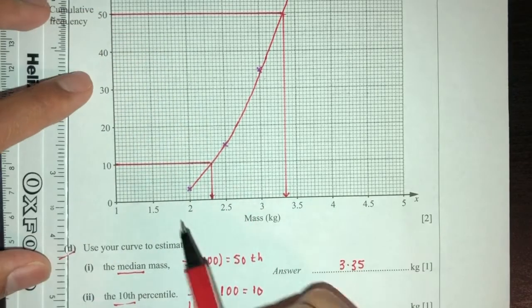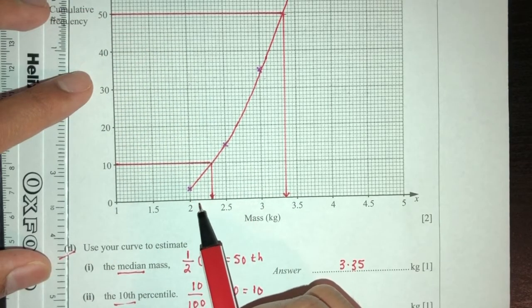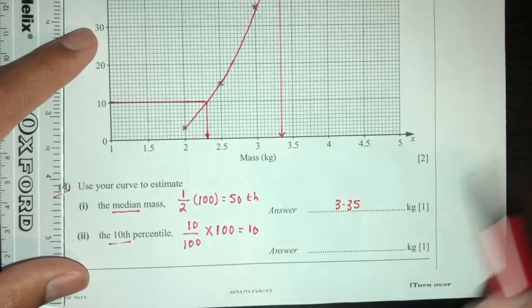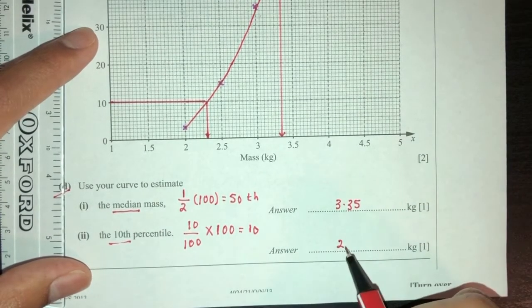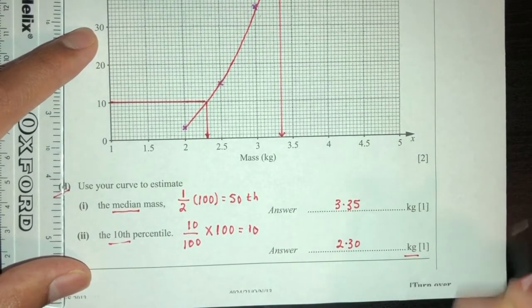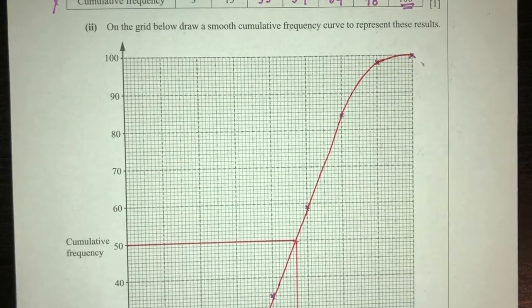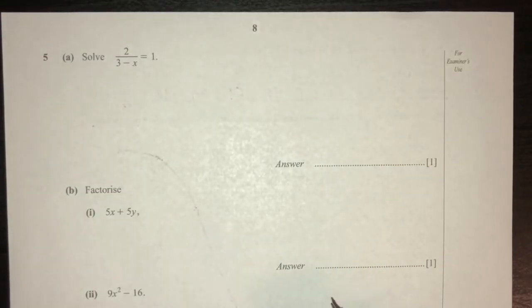That should be about here, which is 2.1, 2.2, 2.3. So your 10th percentile, according to my graph, is 2.3 kg. And that is your question number 4. So let's move on to question number 5.